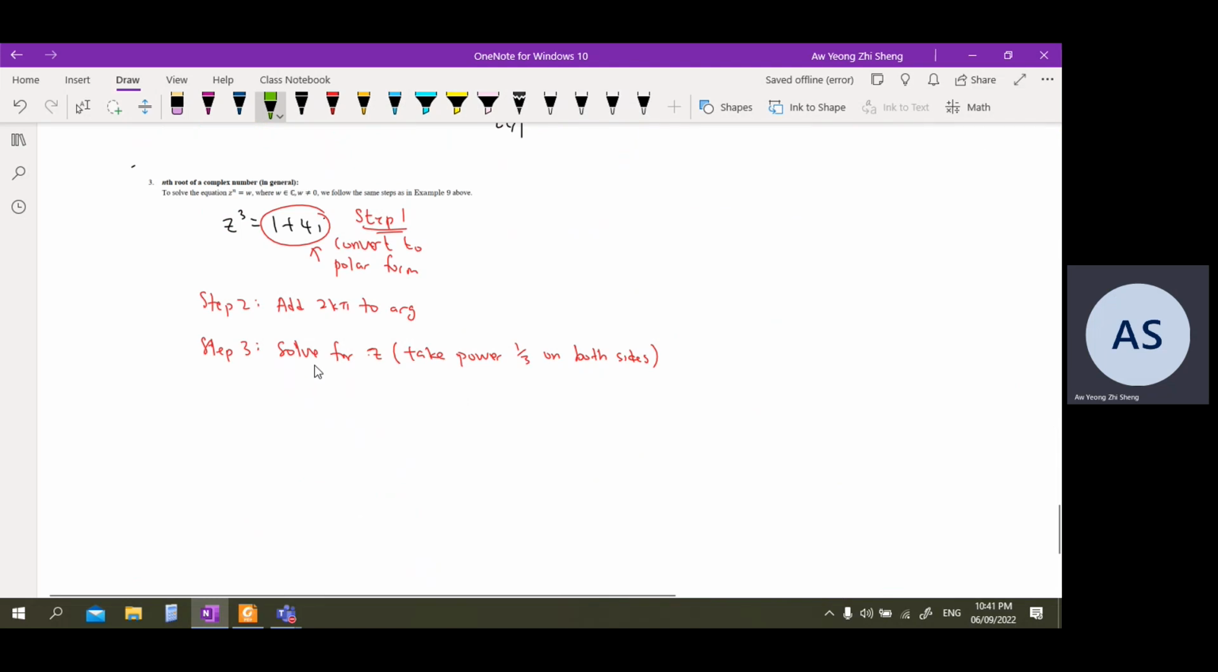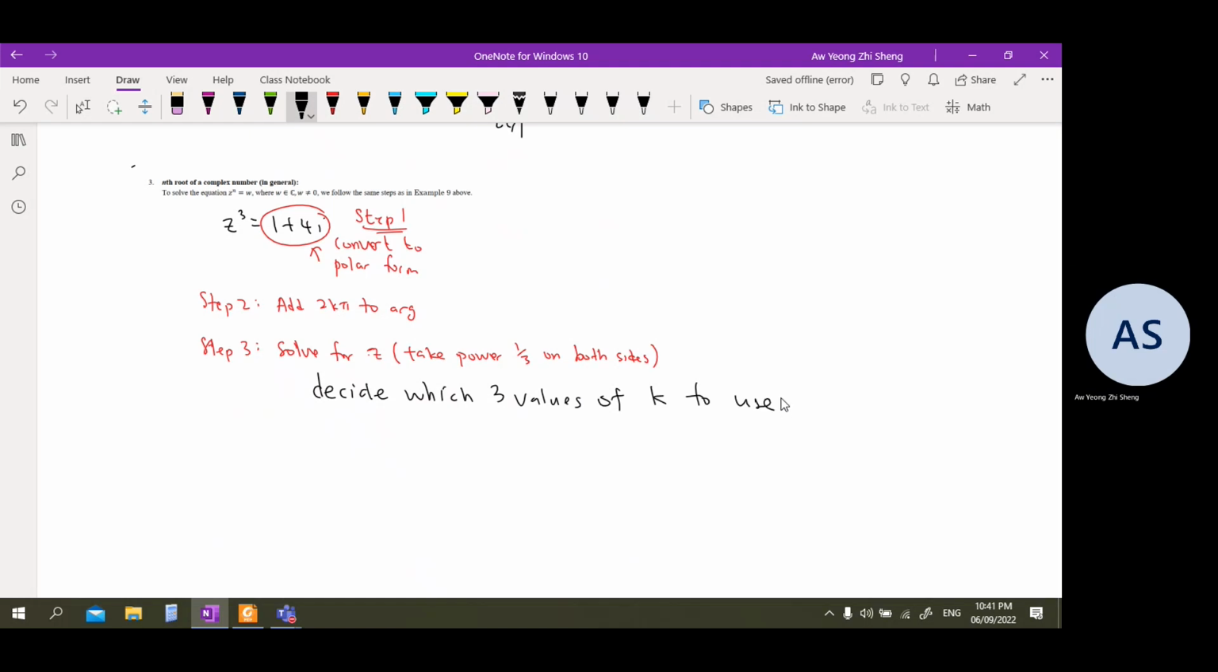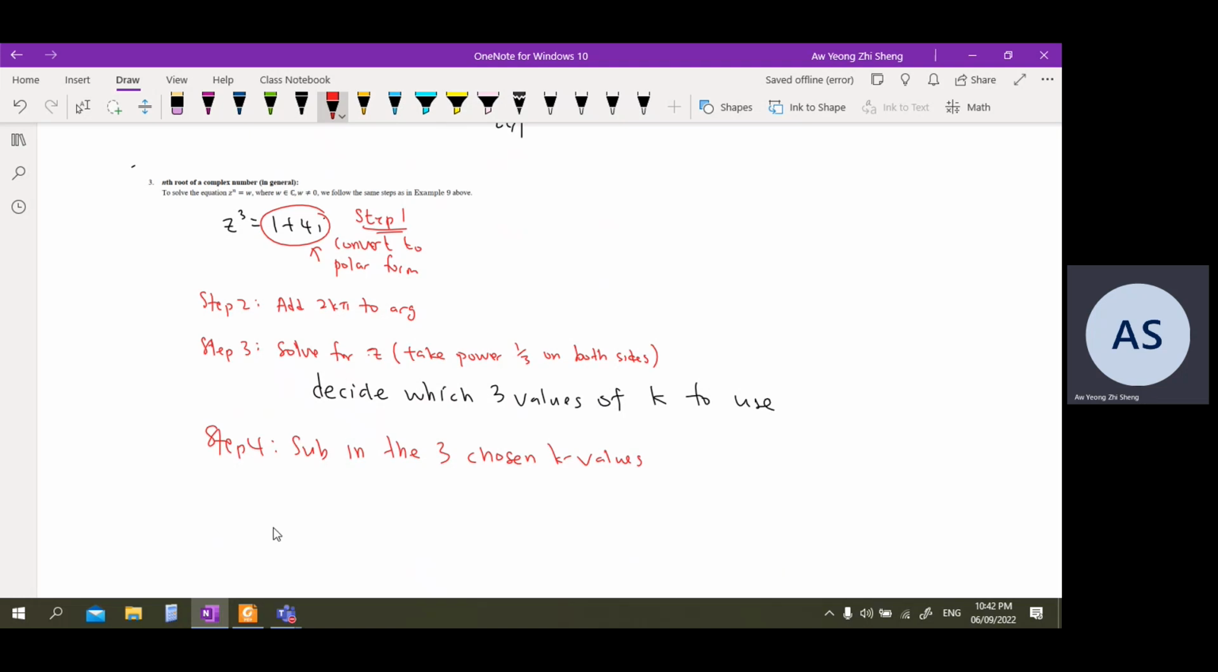Yeah. So step 3, solve for z by taking power 1/3 on both sides. Then decide which values of k to use, which three values of k to use. It will take three consecutive integers nearest to 0. Step 4, list down the three solutions. So sub in the three chosen k values, and list down the solutions.